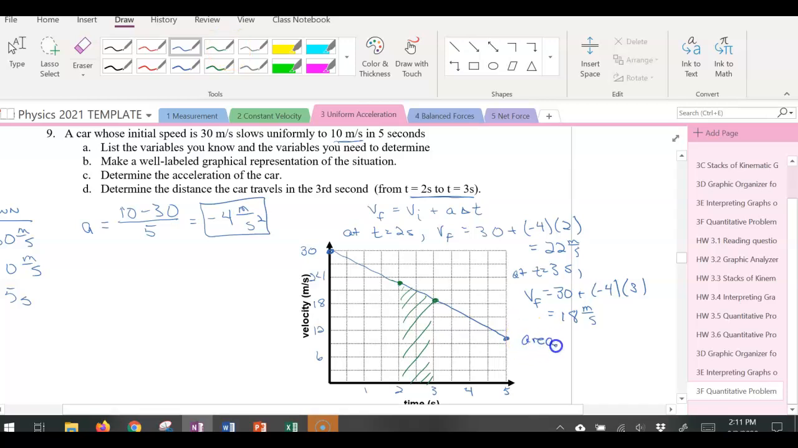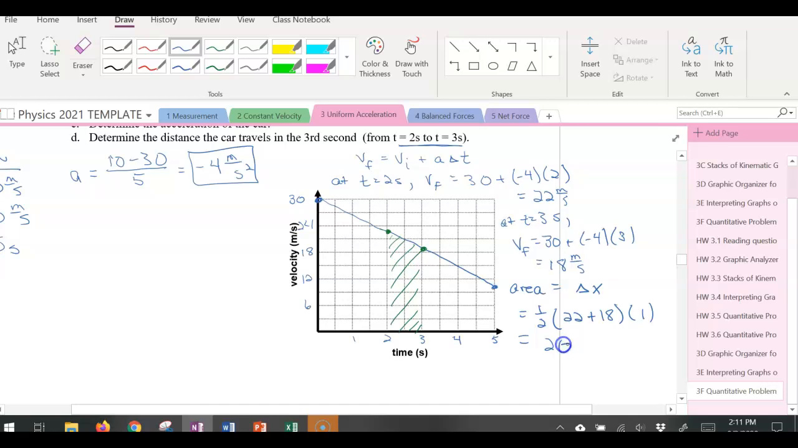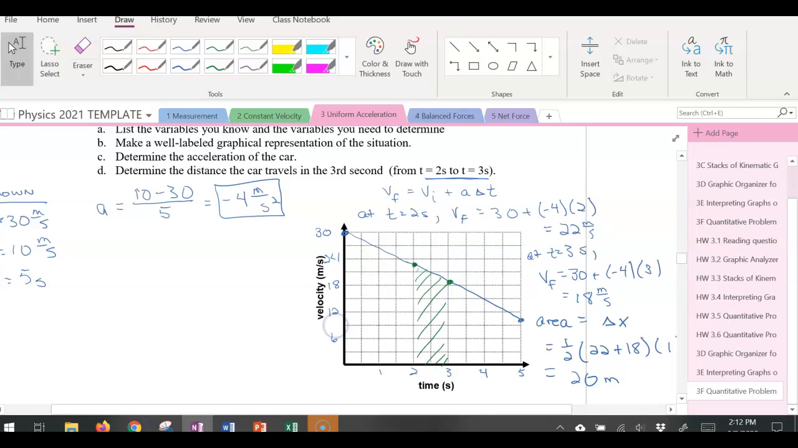So the area is the displacement, and it would be the area of this trapezoid, which would be 22 plus 18 times the height, which is 1 second, divided by 2. And so it would be 20 meters. Okay, but let's see if we could do that using an equation.